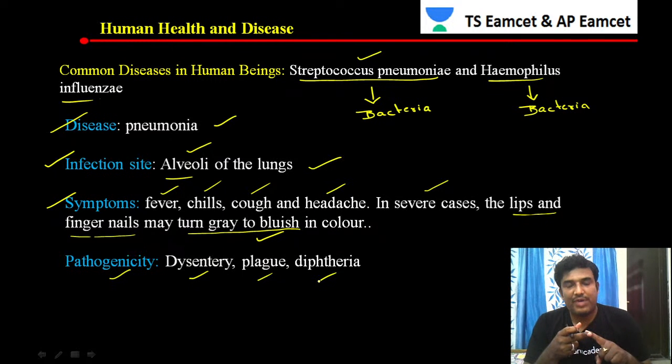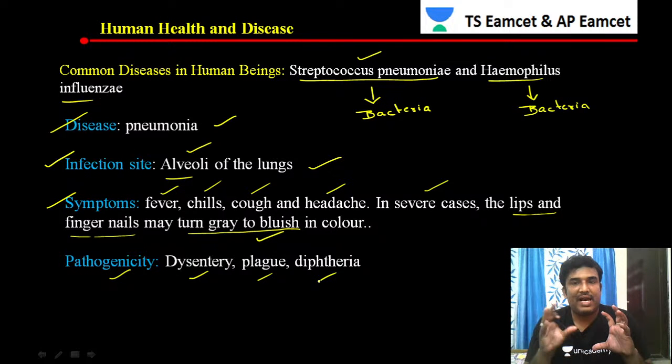So Streptococcus pneumoniae and Haemophilus influenzae both cause pneumonia in human beings. The infection site is the alveoli of the lungs. The symptoms are fever, chills, cough and headache. In severe cases, the lips and fingernails may turn grey to bluish in color. That is the important symptom by which we identify that this is pneumonia.